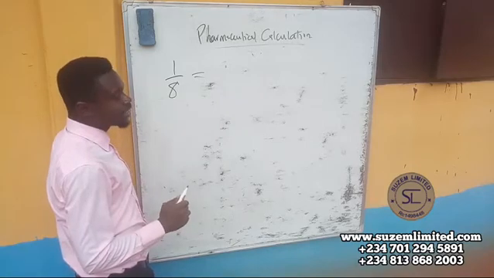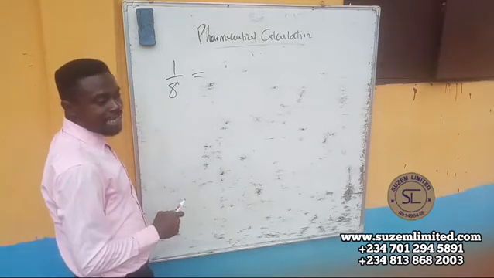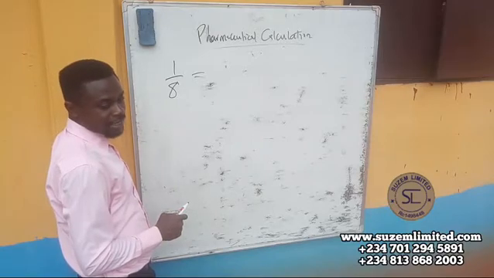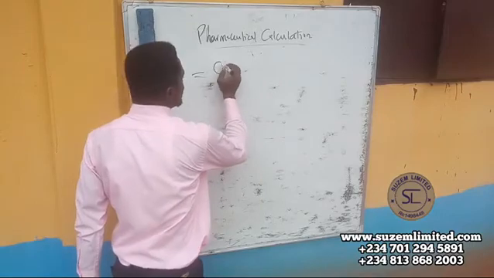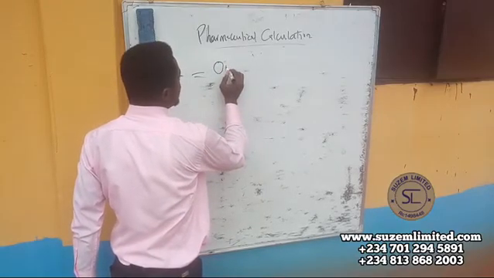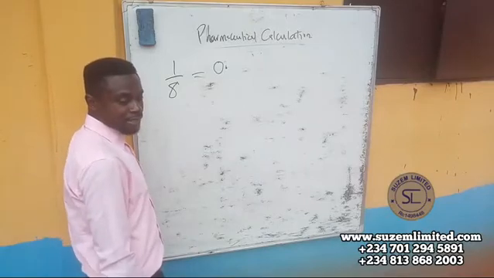So if you are dividing in base 10, watch what I want to do now. The first thing is to do 1 divided by 8. 0, remember what? Remainder 1.